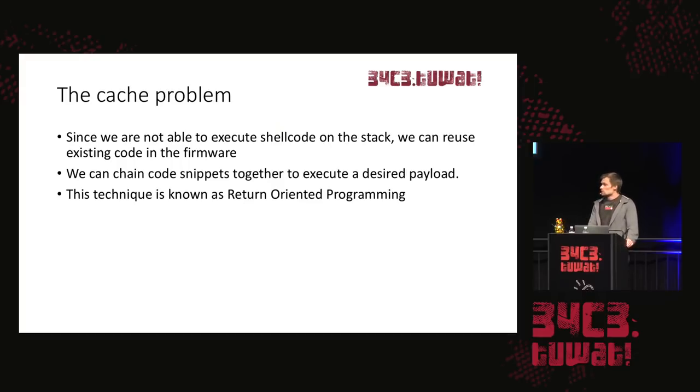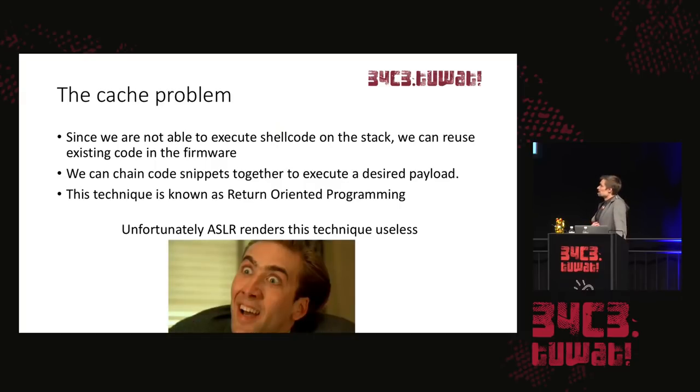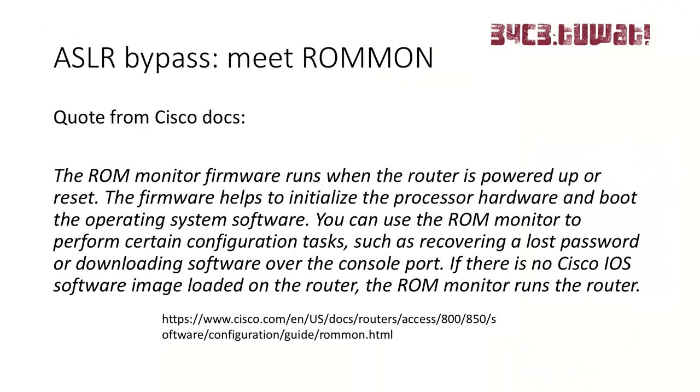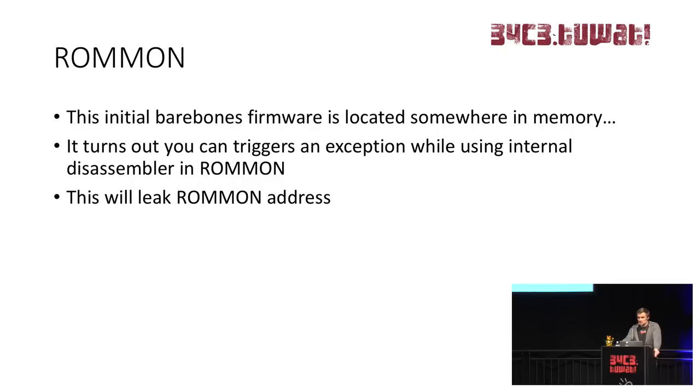But unfortunately, we still have ASLR, so we can't really jump to anything because it's on a random offset. But here, the ROM monitor that I was talking about comes to our rescue. This little piece of software that gets loaded before the actual firmware might actually help us. So the first thing we want is to find where this bare bones firmware is located. And the interesting feature of this ROM monitor shell is that it allows you to disassemble arbitrary memory parts.